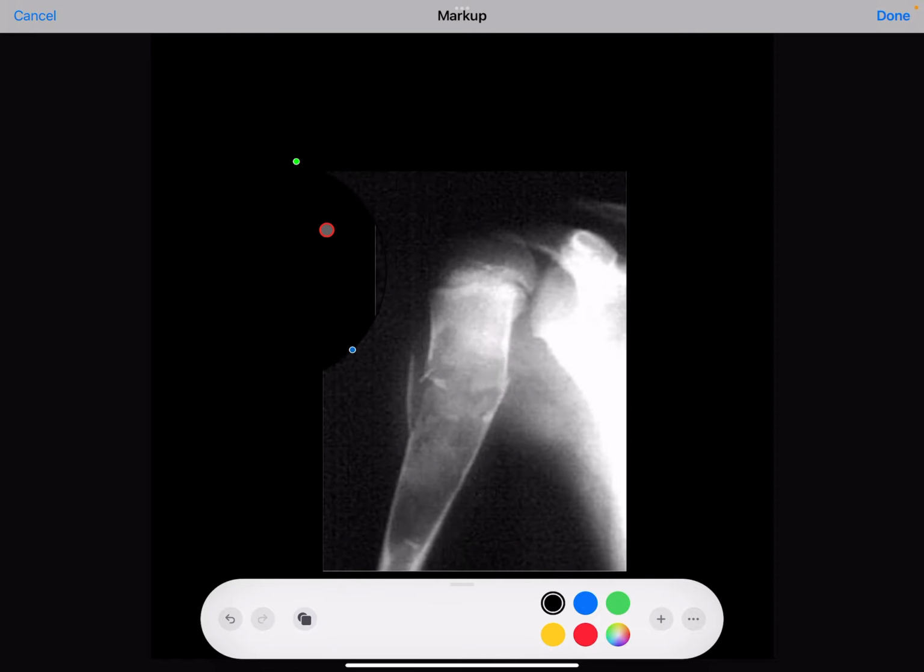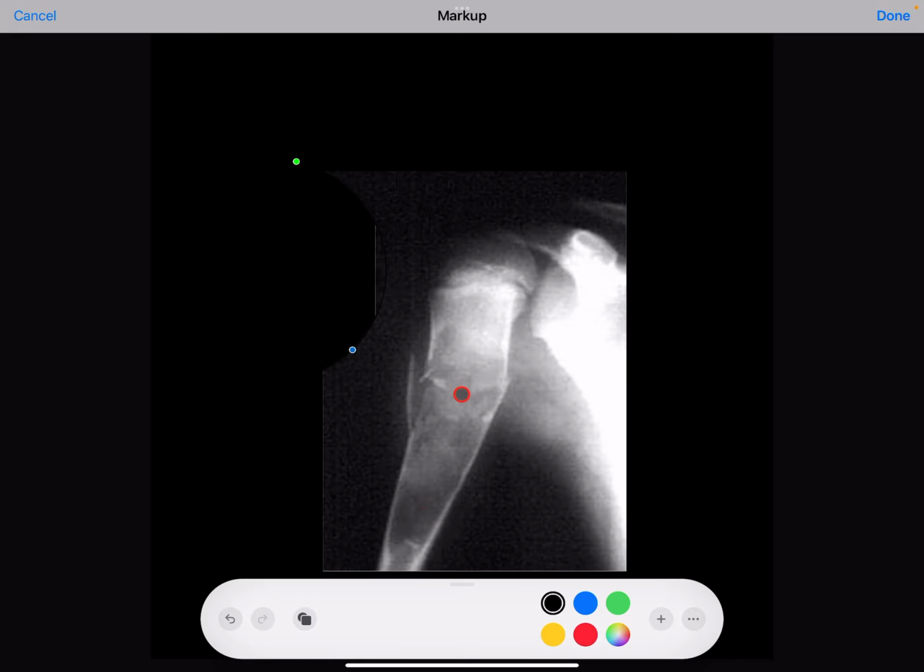Actually, this is a case of solitary bone cyst. Solitary bone cyst is a benign lesion, and you can appreciate there is no soft tissue involvement, a narrow zone of transition, and no internal matrix. This is basically a cystic lesion.